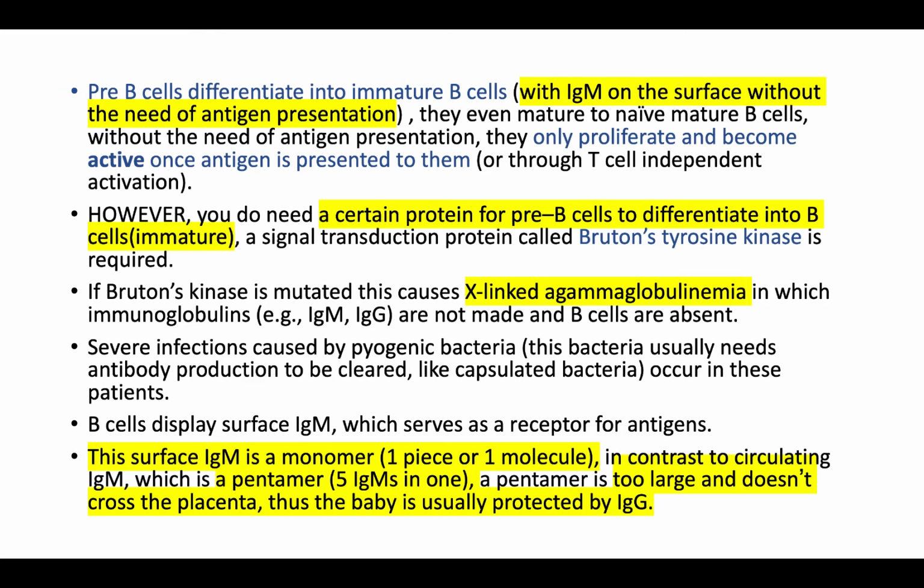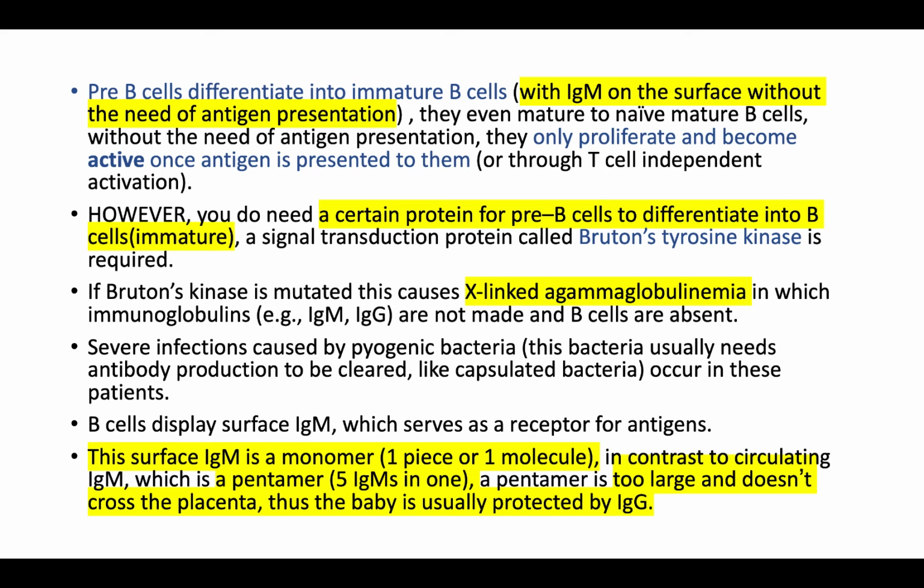So pre-B cells differentiate into immature B cells without the need of antigen presentation. They even mature to naive mature B cells without the need of antigen presentation. So they do need certain proteins for the pre-B cells to differentiate into the immature B cells. This is called protein tyrosine kinase. It is a signal transduction protein. If this is mutated, this is called X-linked agammaglobulinemia. So they have no production of gamma globulins, which are antibodies.